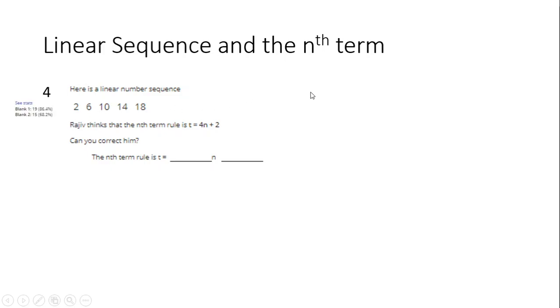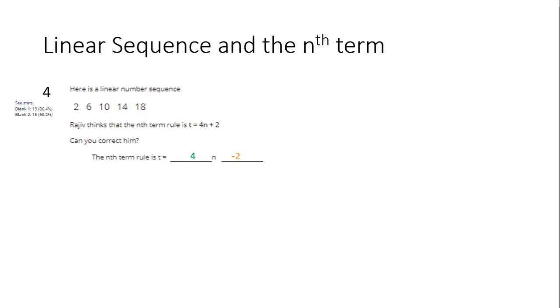Let's have a look at how we did. We got 86% right on the common difference. Rajiv got the common difference right, so we should get the common difference right. He's right to say that that's 4. However, only 68% of us got the adjustment right. And Rajiv got it wrong as well. So it is the harder thing to find. What is that adjustment? It's minus 2.